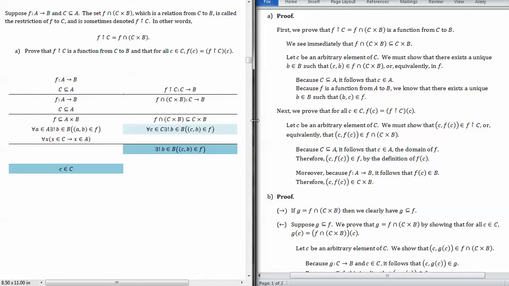All right, so to prove this statement, we'll let c be an arbitrary element of capital C. Bring that over as a given. And we need to prove this: there exists a unique statement.